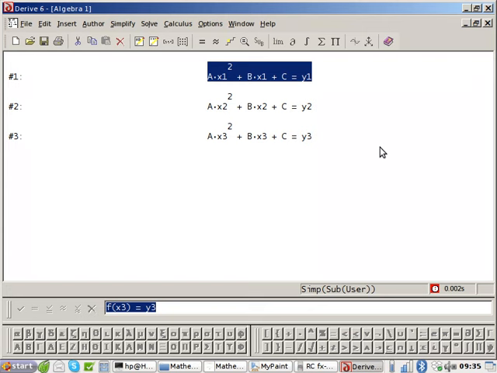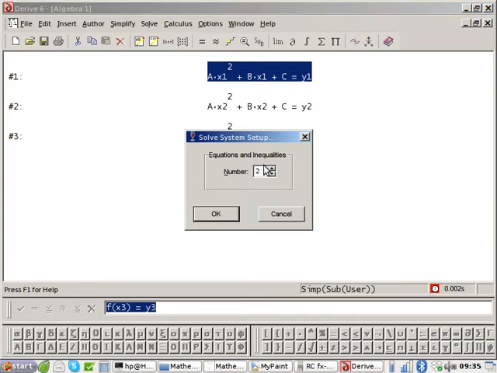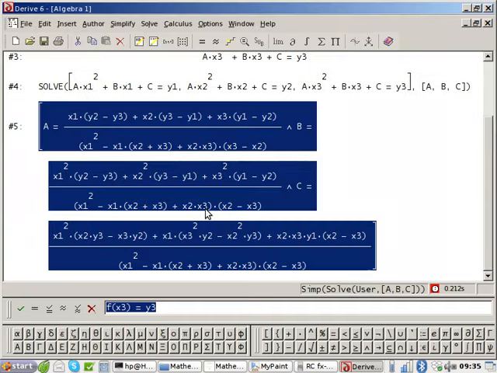So I'll just get the program to solve this. Solve system. There are three equations, and we're trying to solve equation 1, equation 2, equation 3, and we're trying to find A, B, C. And it gives us this beautifully complicated formula for A, B, and C. So now we have our quadratic. Looks great, doesn't it? So we have A, we have B, and we have C.